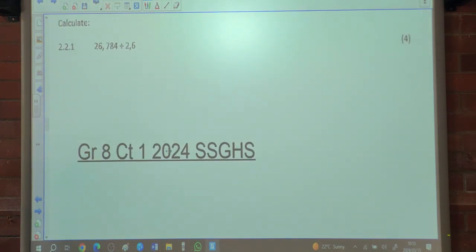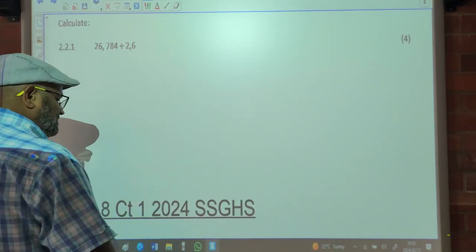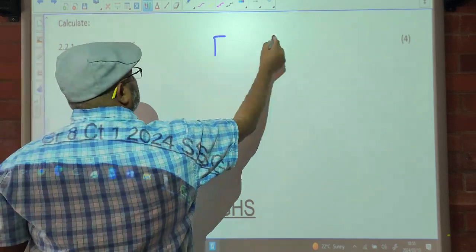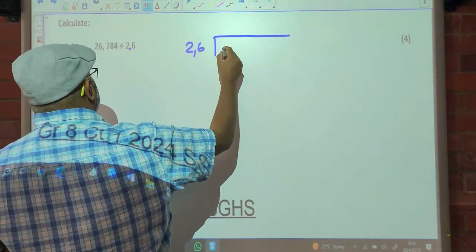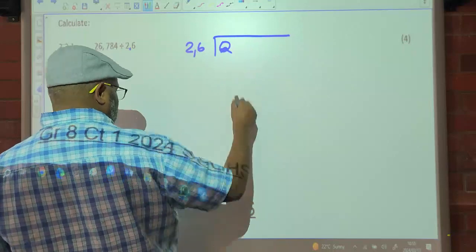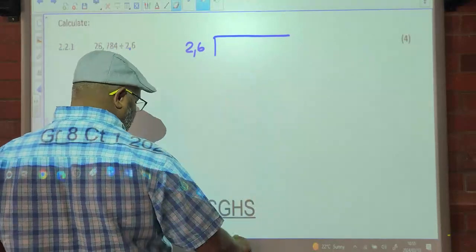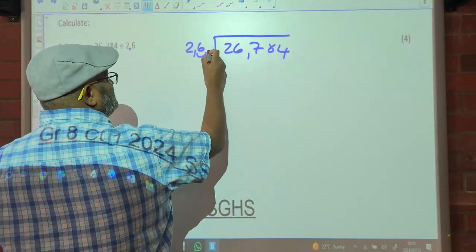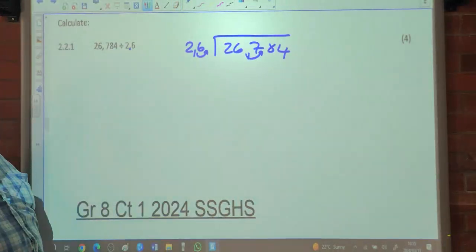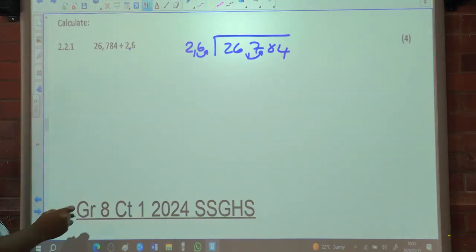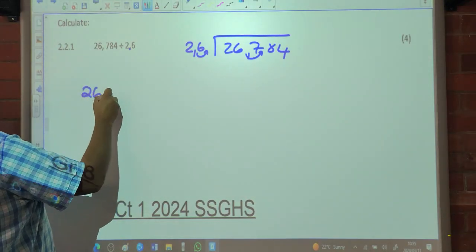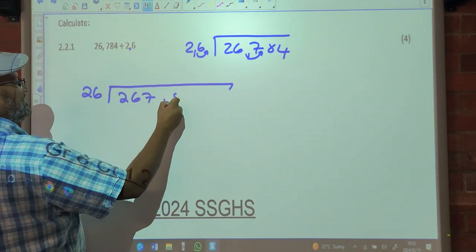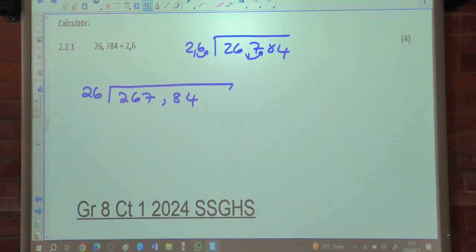Calculate. Okay, so what did we do? I said you must move this comma. You're going to take the divisor and make the divisor a whole number, not so? So that's going to give you 26784. You're going to move that one digit over, and so must that number also move one digit over. Not so? So in other words, I'm dividing 267,87 by 26.